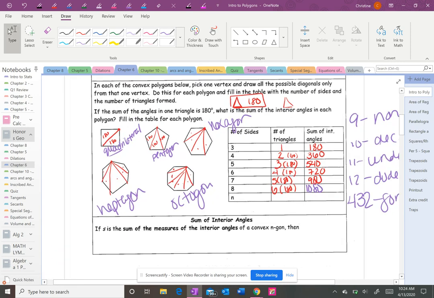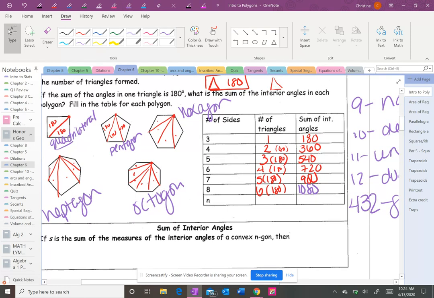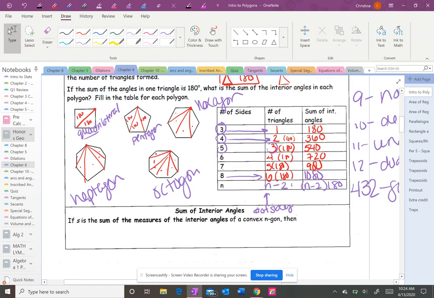Now, if you look at all of these triangles, you'll notice that it had 3 sides and 1 triangle. 4 sides, 2 triangles. 5, 3, 6, 4, 7, 5. So you'll notice that the number of triangles is always 2 less than the number of sides. And since each one of the triangles is equal to 180, you take the total number of triangles and multiply it by 180. And so this is the formula to find the number of interior degrees inside any polygon. It's n minus 2, which goes in parentheses because you're going to do it first, times 180.